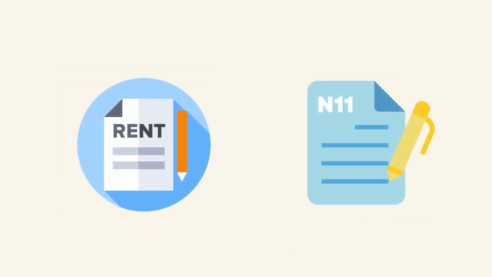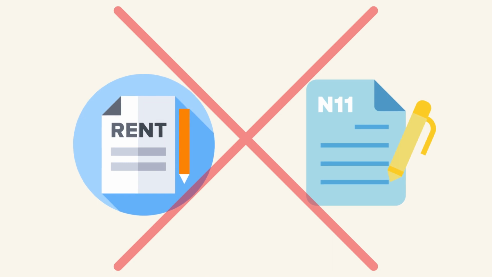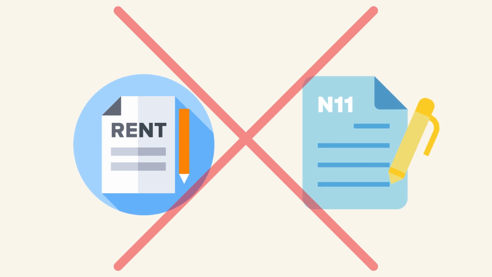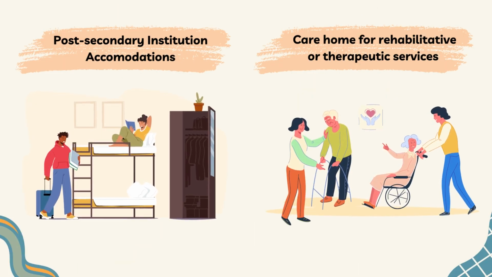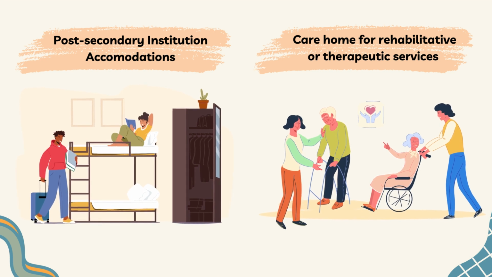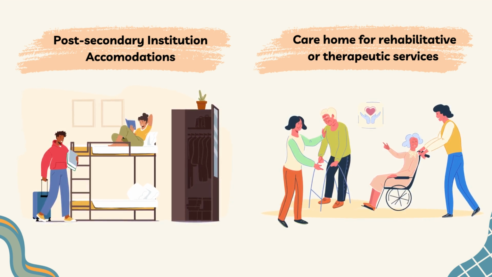Your landlord cannot require you to sign an N11 as a condition of agreeing to rent the unit. If an N11 is signed at the time you began your tenancy, the N11 is invalid and your landlord cannot rely upon it. There are narrow exceptions to this involving student tenants living in accommodation provided directly by a post-secondary institution and for tenants in a care home receiving rehabilitative or therapeutic services.